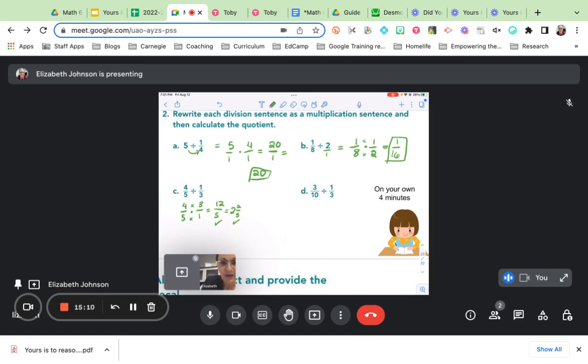You've hit play, so that means you're ready to talk about exercise D. What we're going to do is take our dividend and multiply it by the reciprocal of the divisor. So we're going to multiply it by 3 over 1. 3/10 times 3 over 1 is the same as 3 times 3 over 10 times 1. 9/10. It's easy, and we didn't even have to draw boxes and number lines.